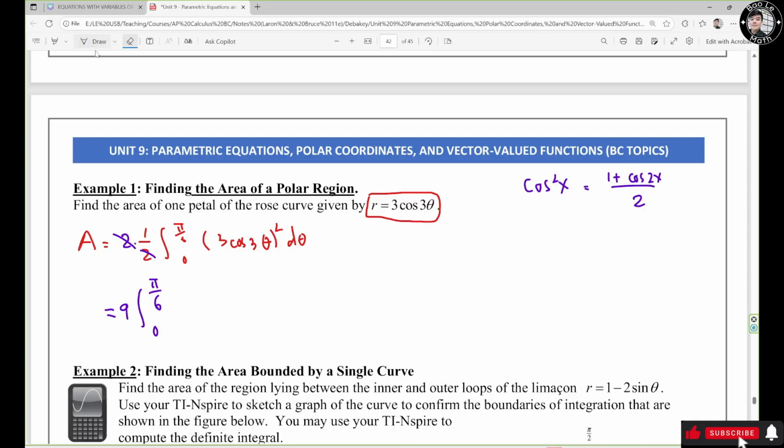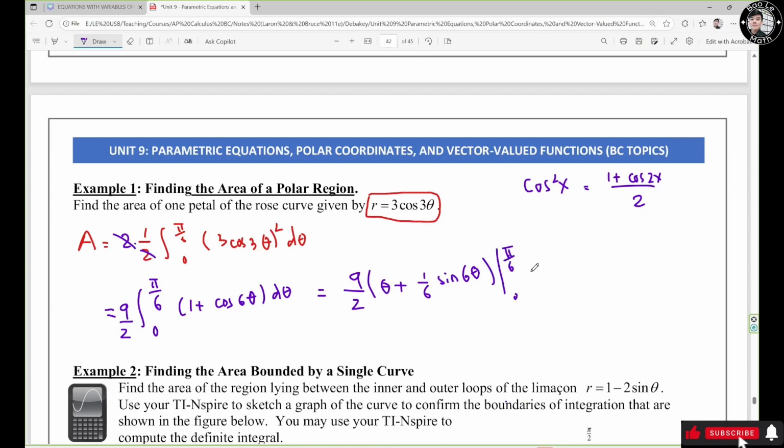We're going to use the formula cosine squared of s equals 1 plus cosine 2s over 2. So I'm going to bring the 2 to the front, so it could be 9 over 2 times the integral of 1 plus cosine 6 theta d theta. And then I'm going to take the antiderivative of this one. So it could be 9 over 2 times theta plus 1 over 6 sine of 6 theta, evaluated from 0 to pi over 6.